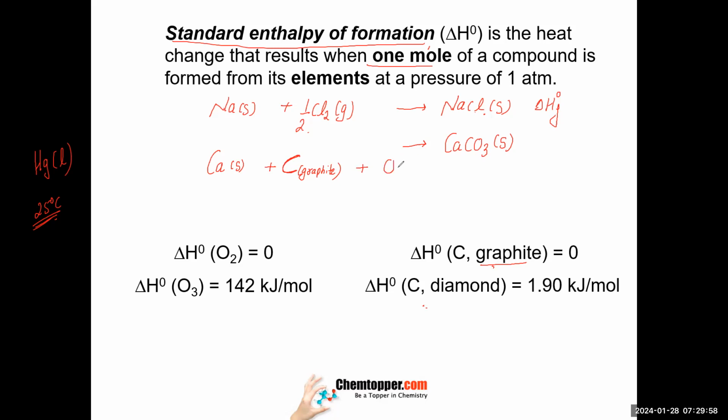Yes. The way they occur in nature. They occur in nature as O2, not as O3. You don't have O3 around you. O3 is only at very low temperature on the top layer somewhere, right? So this is gas. Balance the equation to get 1 mole of CaCO3. Balance the equation for 1 mole.